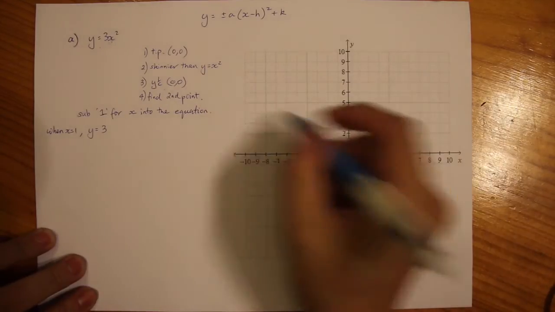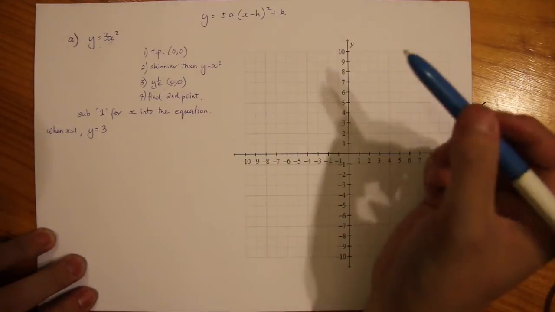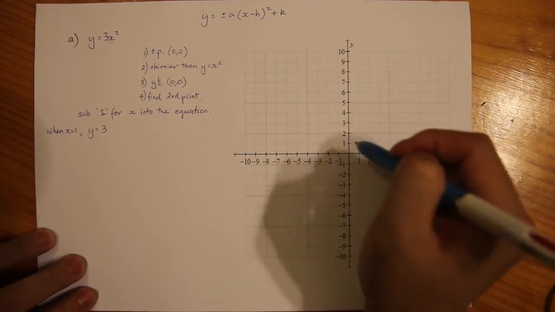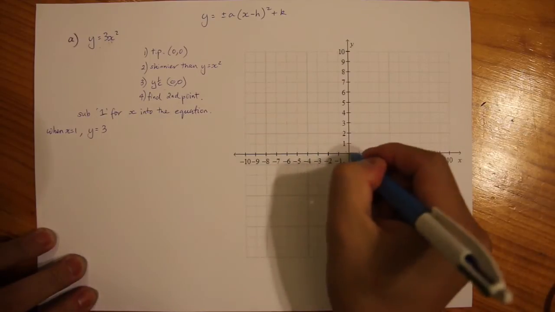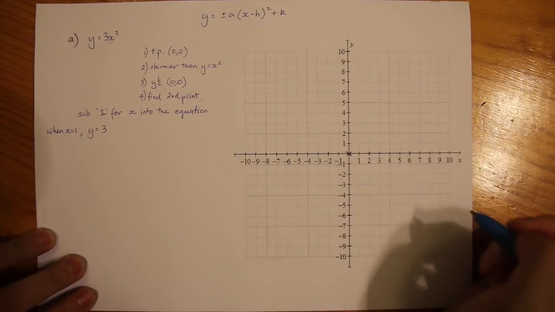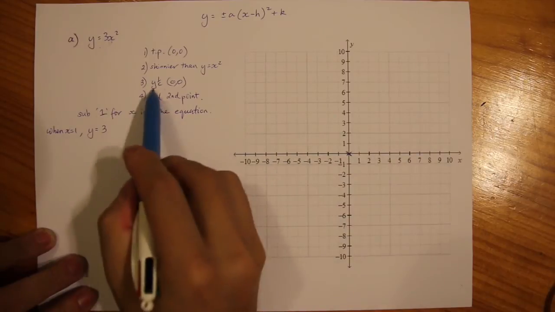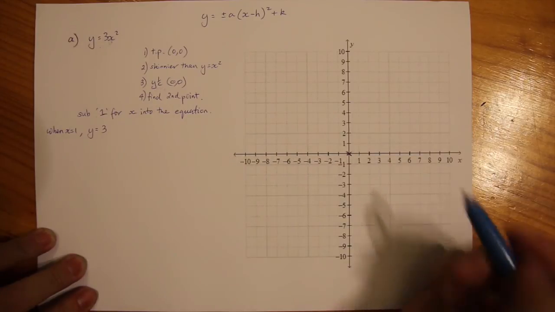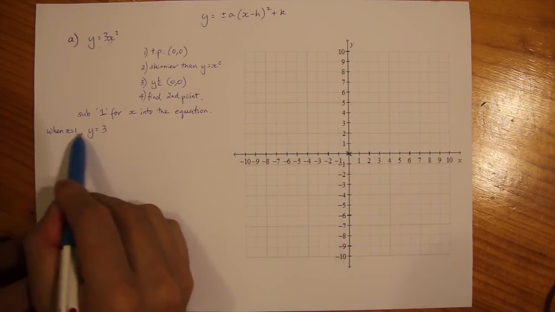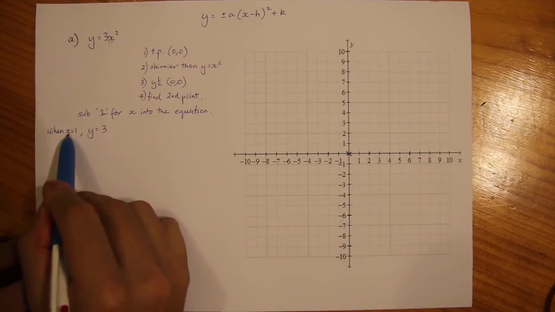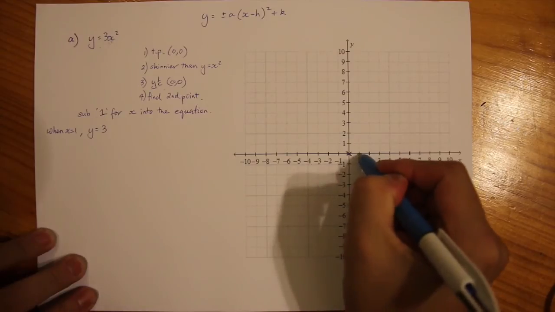So let's put all of these points that we've just discussed into the graph here. We know that the turning point is there. We also know that the y-intercept is at the same point, so that doesn't matter. But we also know that another point occurs when x equals 1, y equals 3.